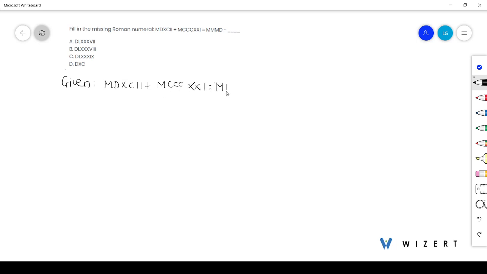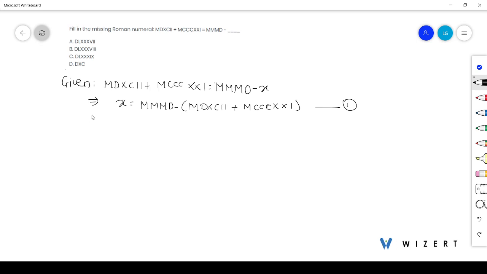equals triple MD minus, suppose that missing Roman numeral will be X, so that missing Roman numeral can be given as X equals triple MD minus the sum of MDXCII plus MCCXXI. Suppose this is equation number 1.